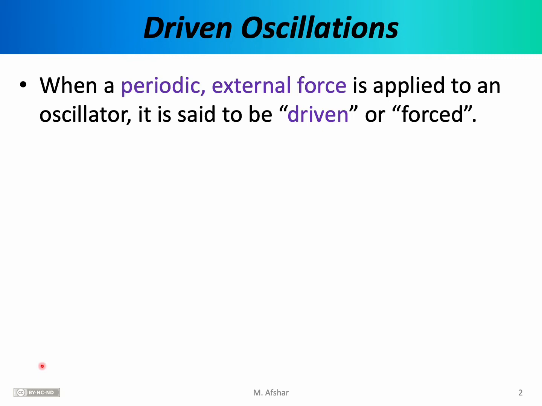To counter this effect, one may apply an external force that perpetuates the oscillations, that keeps the oscillations going. This external force can take many different forms, but it is usually periodic. In other words, it's a force that is repeated over and over again. When a periodic external force is applied to an oscillator, it is said to be driven or forced. So when we talk about a forced mass spring system or a driven pendulum, for example, we're talking about systems to which we're applying an external force so that the system can continue oscillating in spite of damping forces.